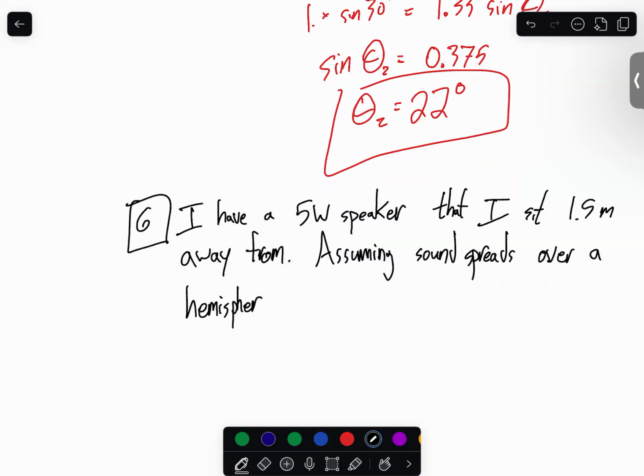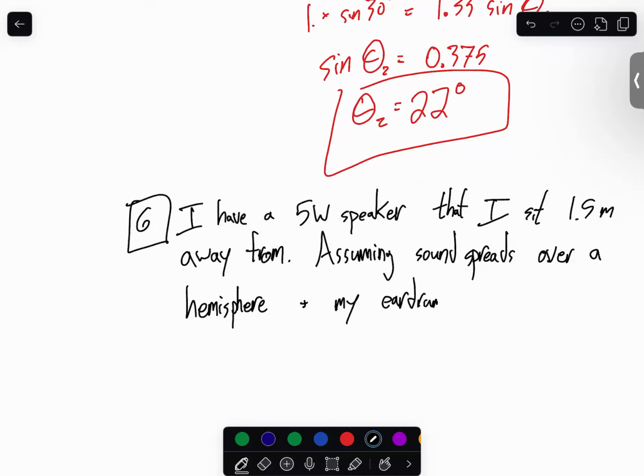I should double check, because it might have been a while since geometry. Everybody know what a hemisphere is, yeah? Half a sphere. Cut a sphere in half. Okay, good, just checking. Assume the sound spreads over a hemisphere.